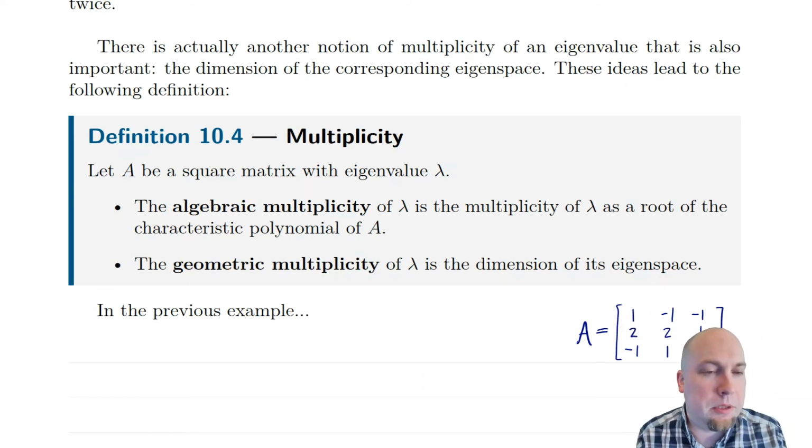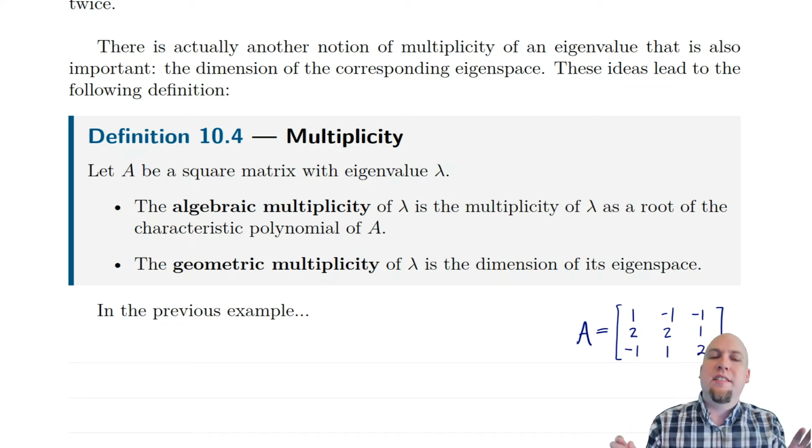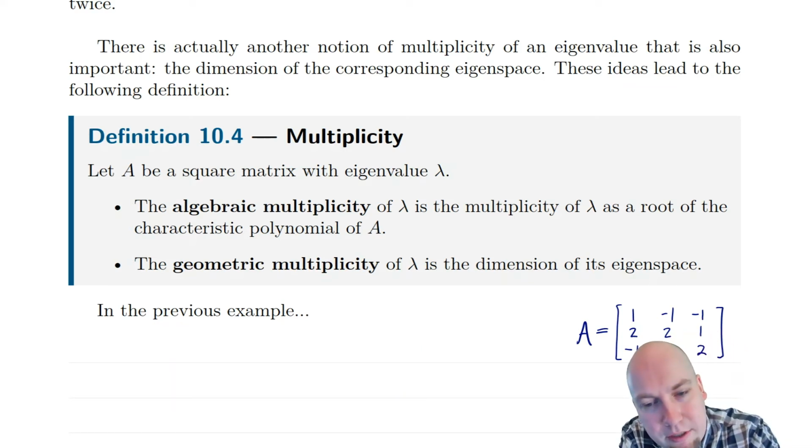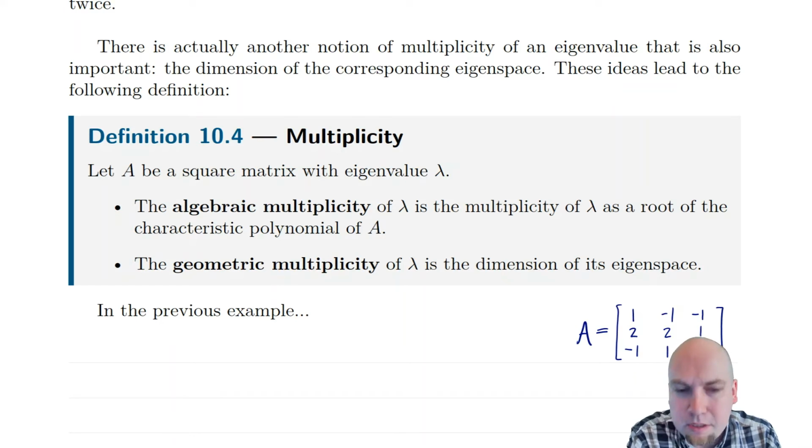That's the algebraic multiplicity. There's another slightly different notion of multiplicity as well, though. We call it the geometric multiplicity. Well, that's the dimension of the eigenspace associated with that eigenvalue.